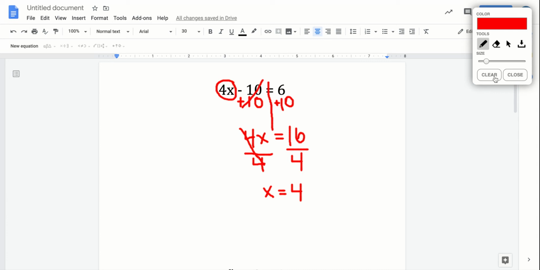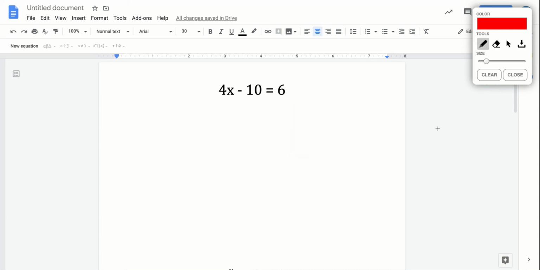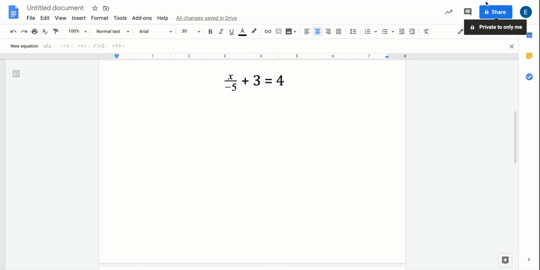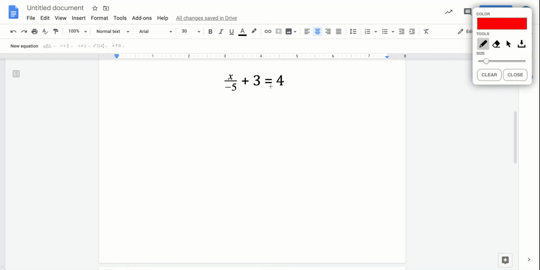Let's take a look at another example. Okay, I have x divided by negative 5 plus 3 equals 4. So again, I'm going to circle my variable term, and that's x divided by negative 5. So I see plus 3 equals 4. So addition, I have to do the inverse of that, which is subtraction. So I'm going to subtract 3 from both sides.